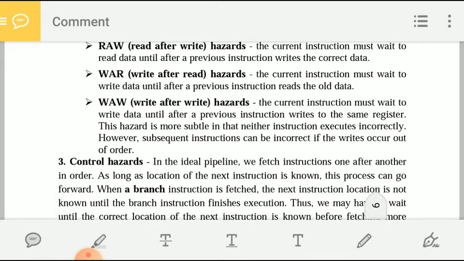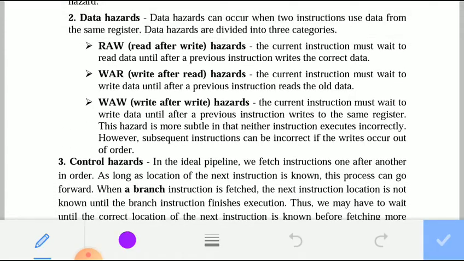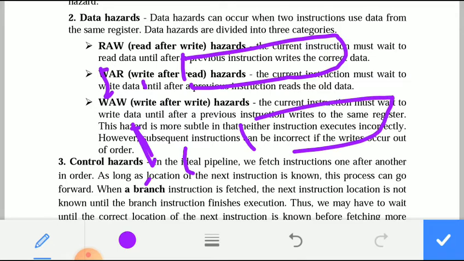Next, the third one is write after write. Say I1 executes this part and I2 executes this part. Both perform a write operation to the same place. That means the write operation of I2 can be executed only after the write operation of I1.